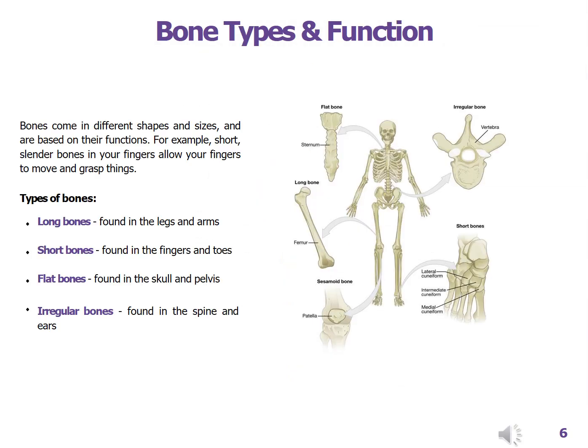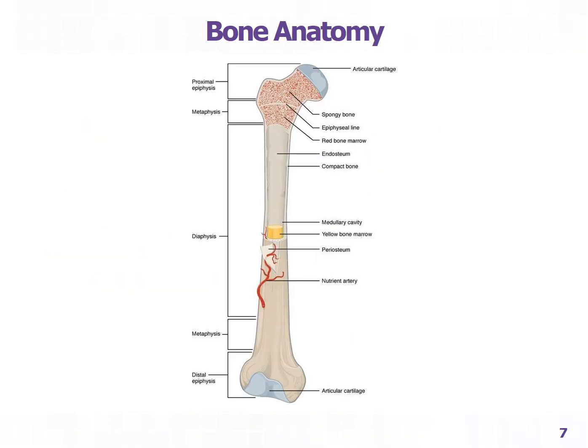Bone types and function. Bones come in different shapes and sizes and are based on their functions. For example, short, slender bones in your fingers allow your fingers to move and grasp things. Types of bones: long bones found in the legs and arms, short bones found in the fingers and toes, flat bones found in the skull and pelvis, irregular bones found in the spine and ears.